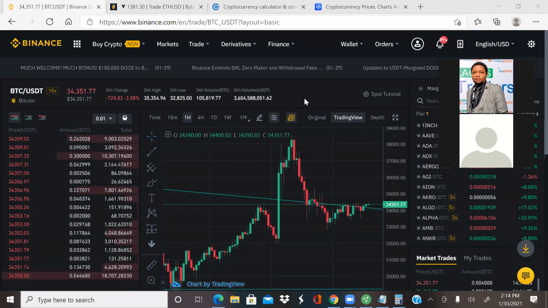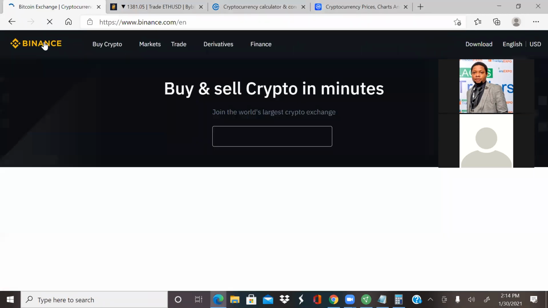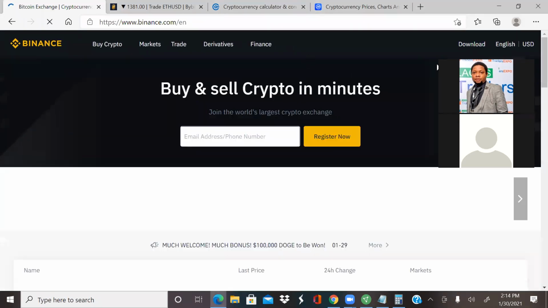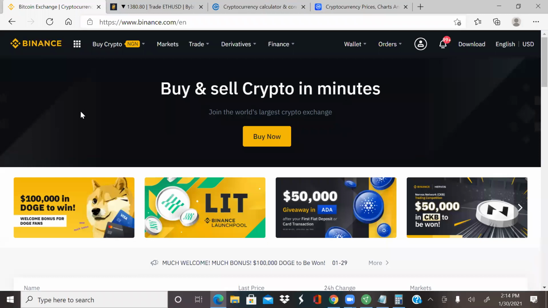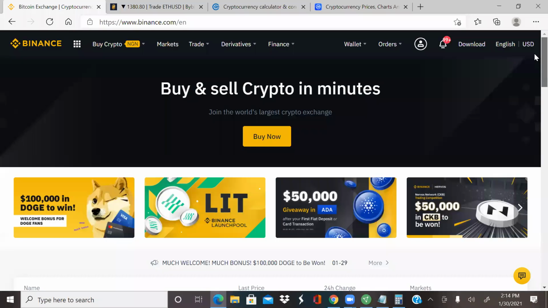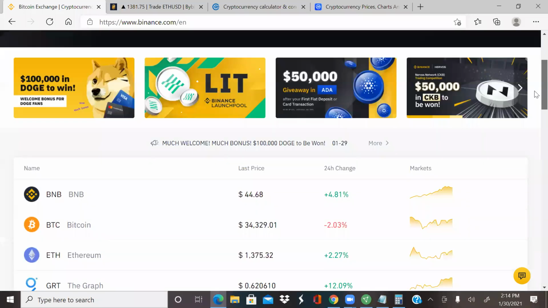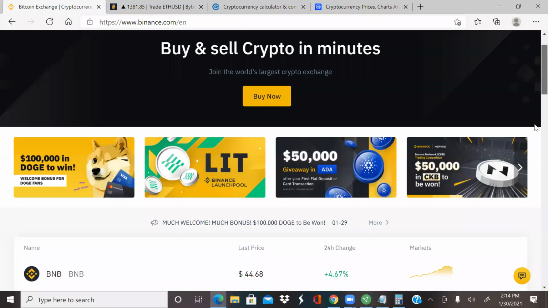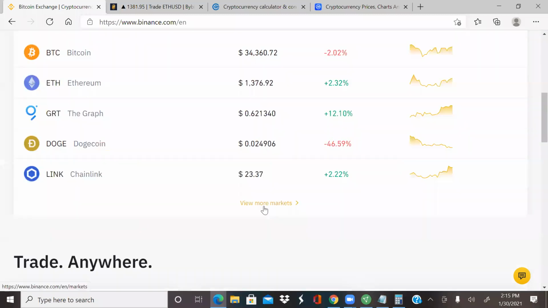So basically, now when you log into your Binance account, this is exactly what you see. If you want to do margin trading, you can go from here, or you can go from your spot wallet. You can do anything, but I want to go from the beginning. You scroll down. Want to see all the markets? You click on View All Markets.